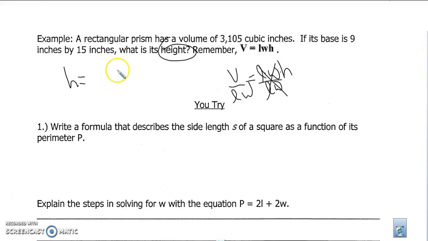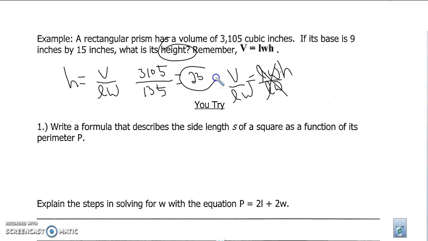So in order to find height, you do volume over LW. Let's plug it in. Volume is 3,105. Length times width, the base is length times width because the base is a rectangle. That's 9 by 15. 9 by 15 is 135. When you divide, you get 23. That's the height. So 23 inches.